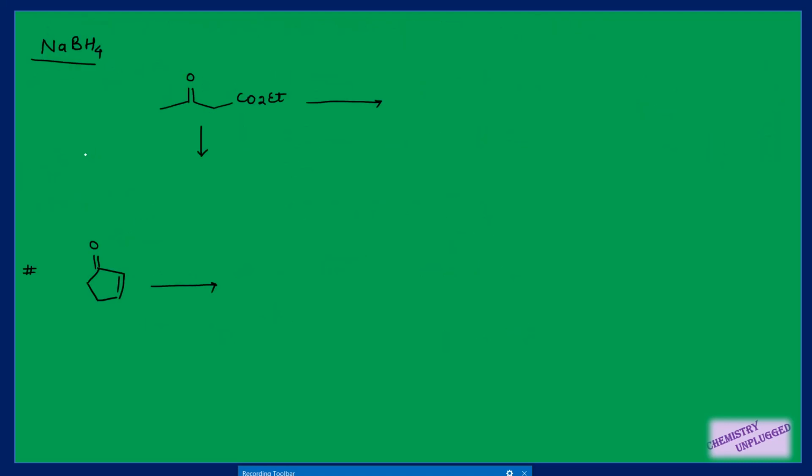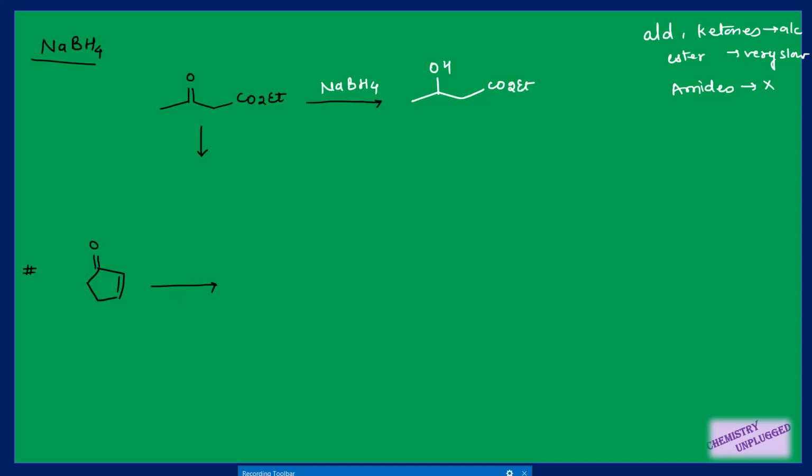So let's move ahead. We will talk about NaBH4. NaBH4 is comparatively less reactive than lithium aluminum hydride. It can reduce aldehydes and ketones to alcohols, reduction of esters is very slow, and reduction of amides is not possible with NaBH4, right? So if we want to do selective reduction, then we can use NaBH4. This NaBH4 will only reduce this ketonic group to OH, and this ester group will remain unaffected, right?